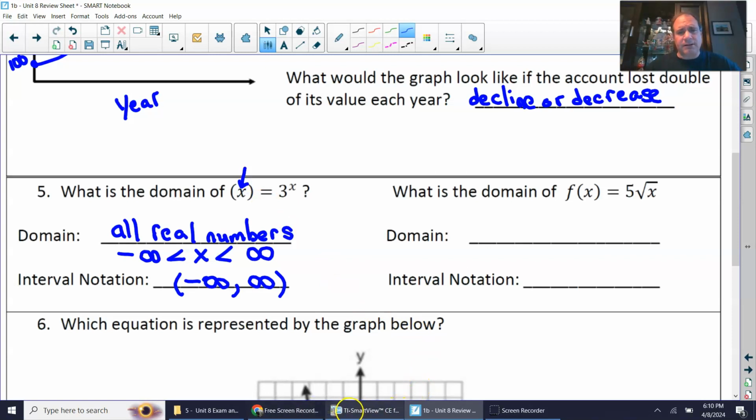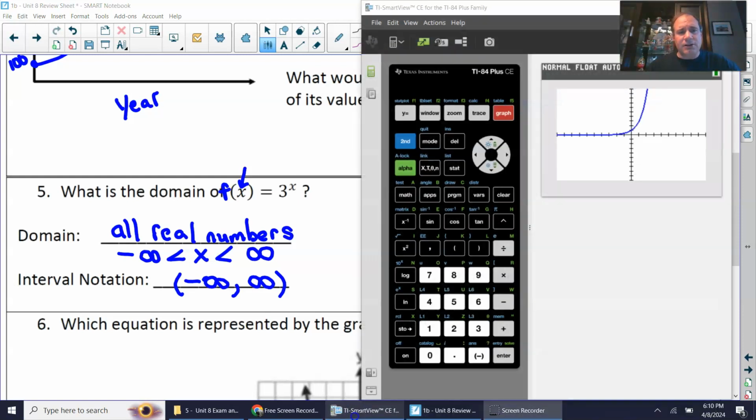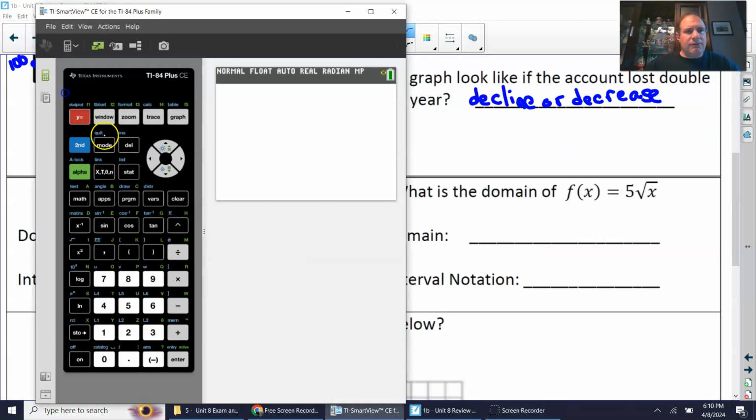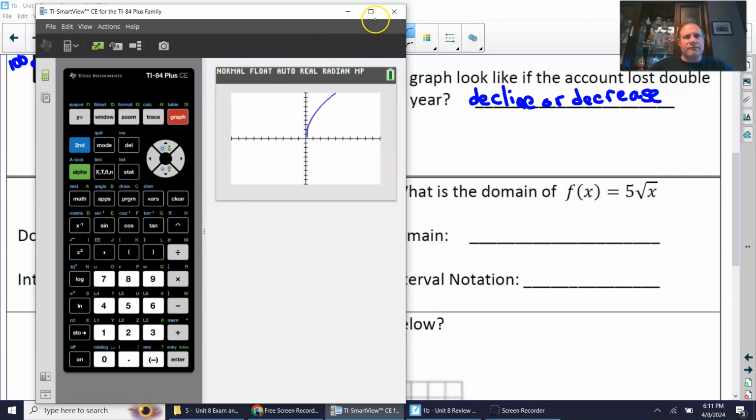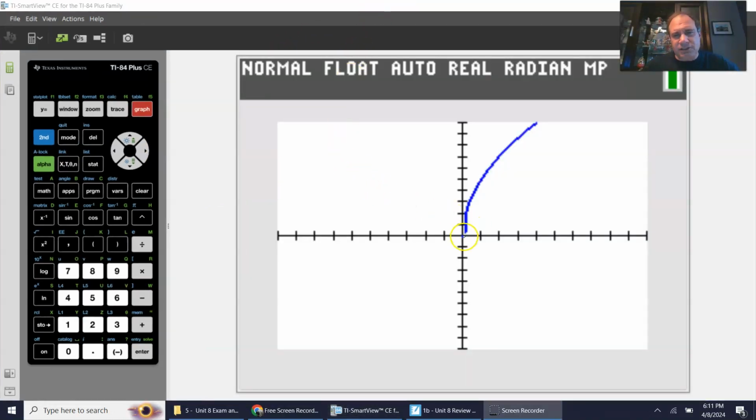All right, this is f of x. It should say f of x here too. All right, so f of x equals 5 radical x. We're going to put that up. I'm going to move this over and clear that out. Y equals, clear that out. And we're going to put 5 second function radical x, square root of x. And we're going to graph it. And we'll look at that graph. So just take a look at the graph. It starts here and goes up forever.